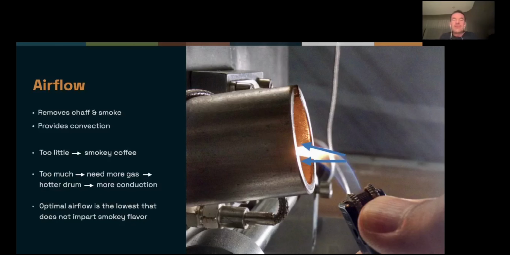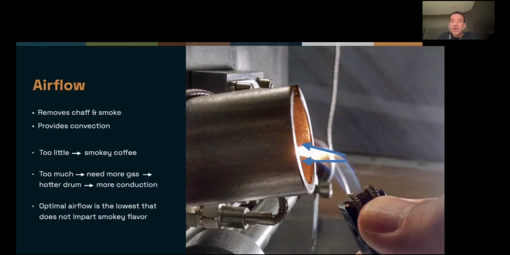When it comes to airflow, things are a little bit more complicated. The more obvious function of airflow during roasting is that airflow helps remove chaff and smoke. So it's pretty easy to tell if your airflow is too low, because if you open the roaster door at the end of a batch, you might see a lot of smoke come out, you might see a lot of chaff come out. And if you taste your coffee and it's not a particularly dark roast, but it smells a little bit smoky, that could be an indicator of low airflow.